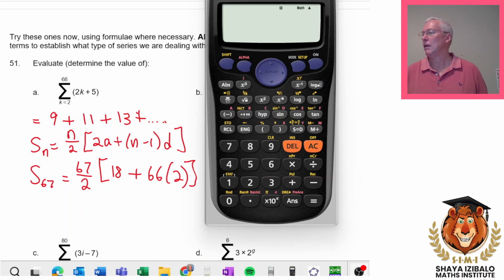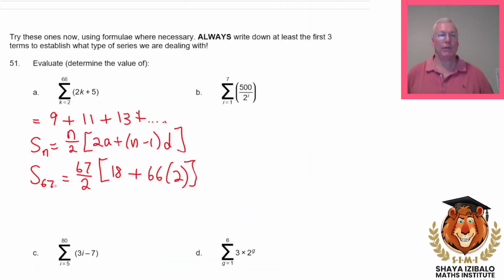Let's take a look now. Okay, so what we've got is 67 over 2. And then we've got some brackets. And we've got 18 plus 66 lots of 2. And we get 5,025.